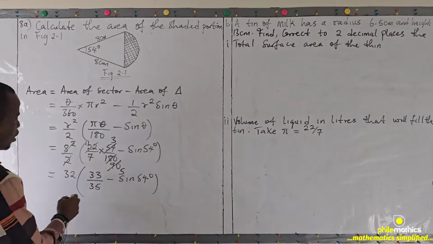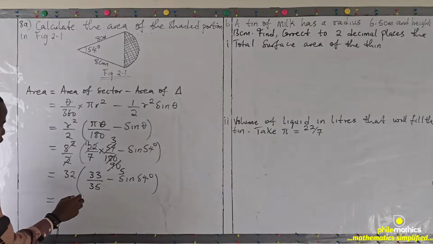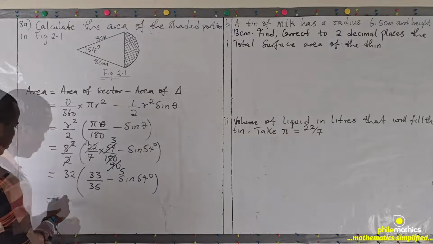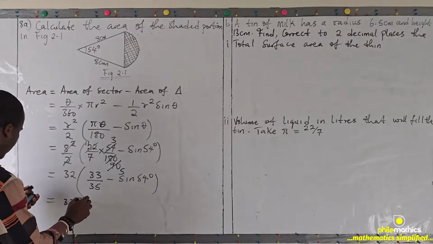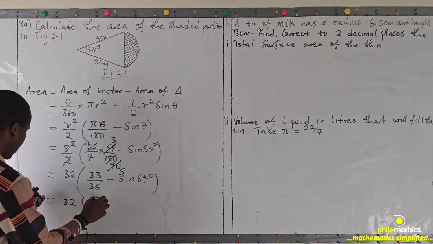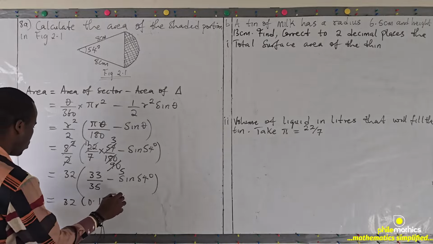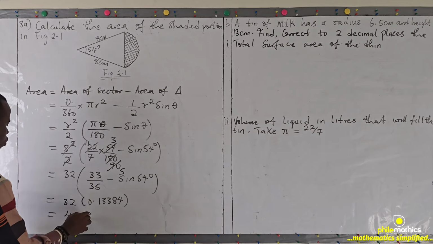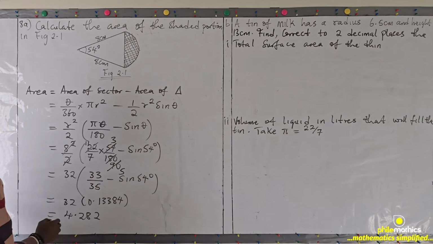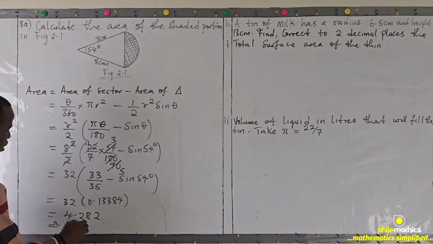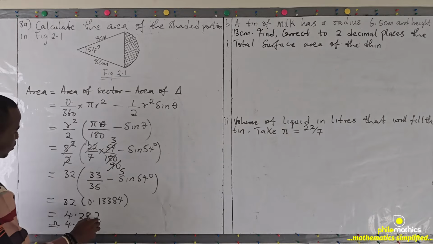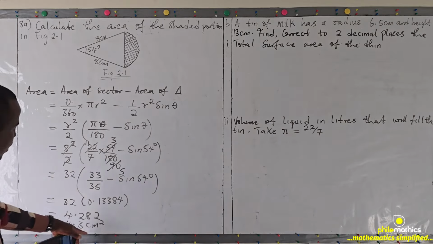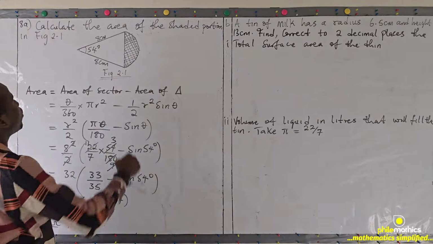And so if we use calculator on this, we'll have 32 times 0.13384. And then if we multiply this, we'll have 4.282. And we can leave this in one decimal place as 4.3 centimeter square. This is the area of this shaded portion.